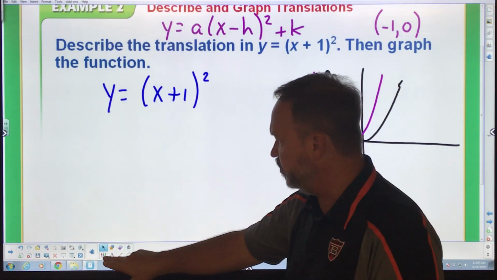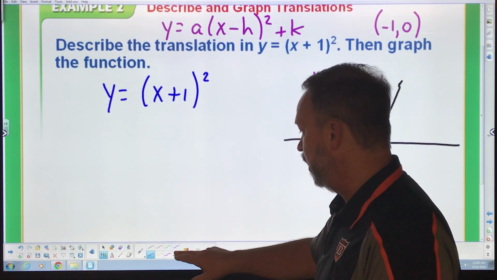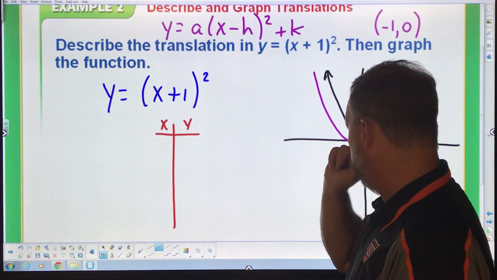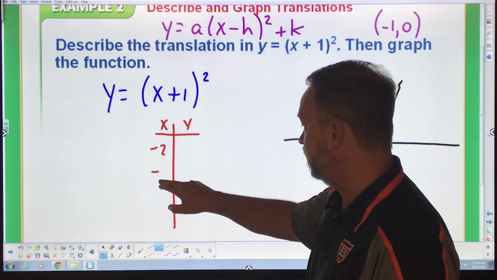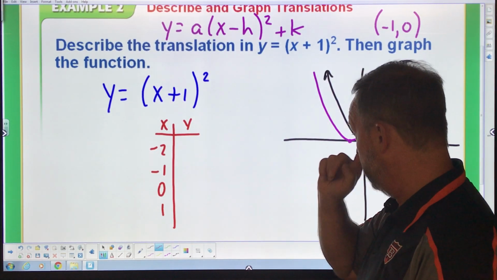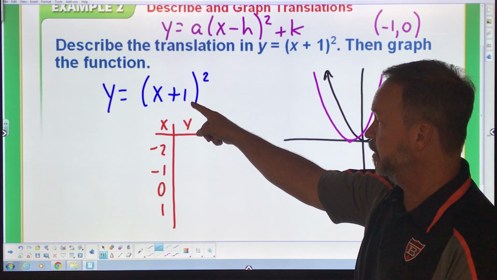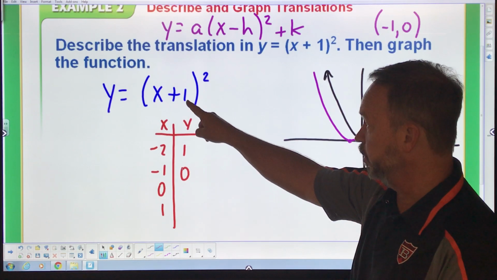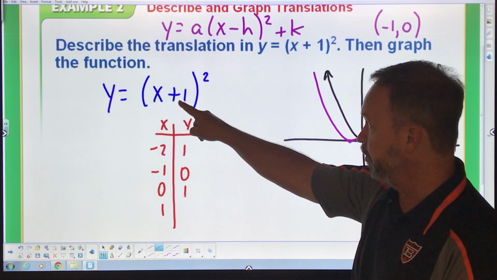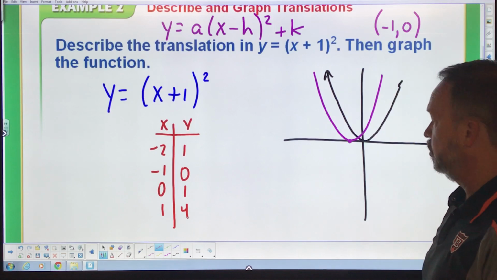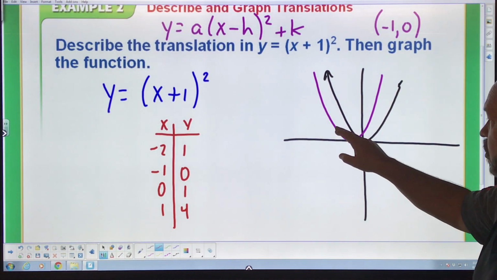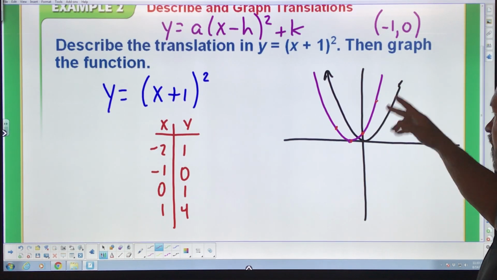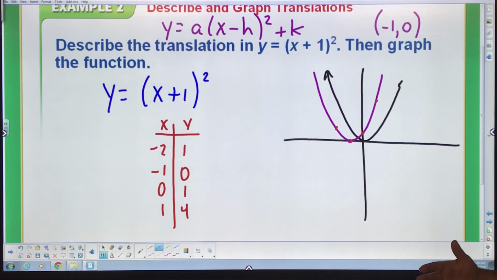Now, we could have done this a little differently, and we could have used a T-chart. I'm not going to do too many, but I will do a couple: -2, -1, 0, and 1. Let's just do those. So -2 plus 1 is -1, squared is 1. -1 plus 1 is 0. 0 plus 1 is 1, squared is 1. 1 plus 1 is 2, squared is 4. So if we graph that, -2, 1; -1, 0; 0, 1; and 1, 4. Something like that. So you can see the graph.